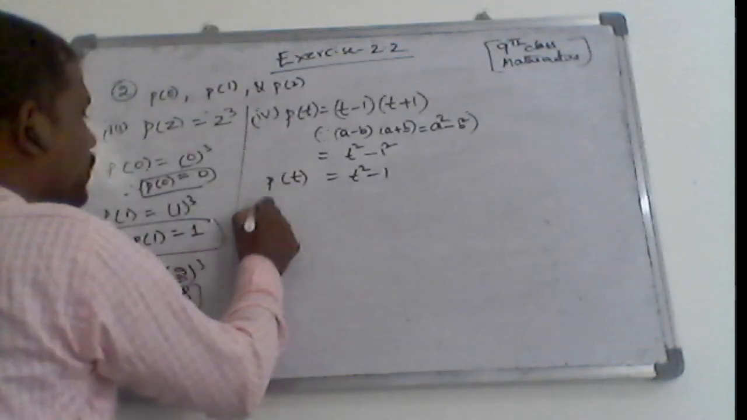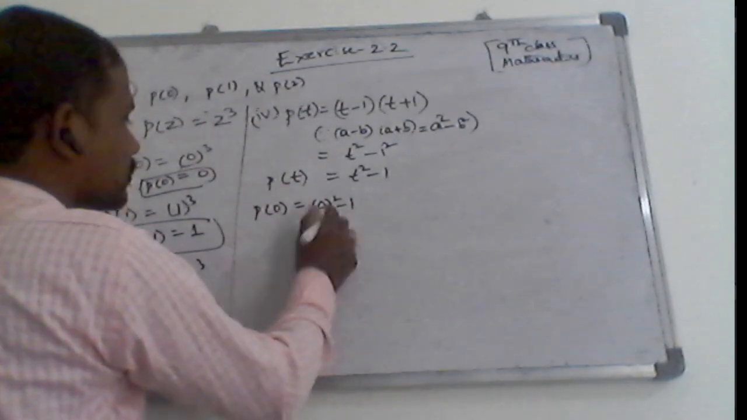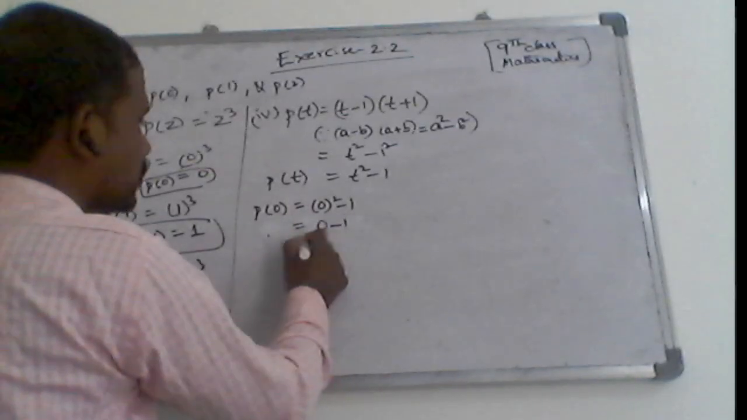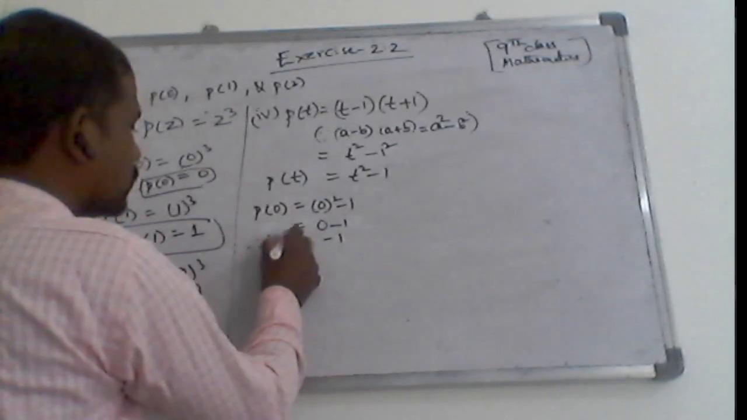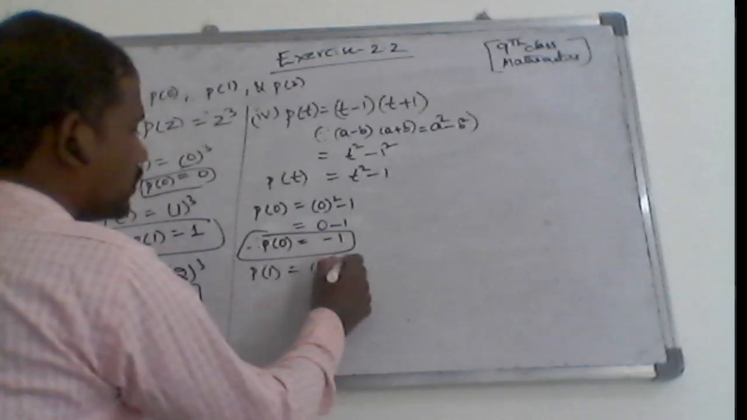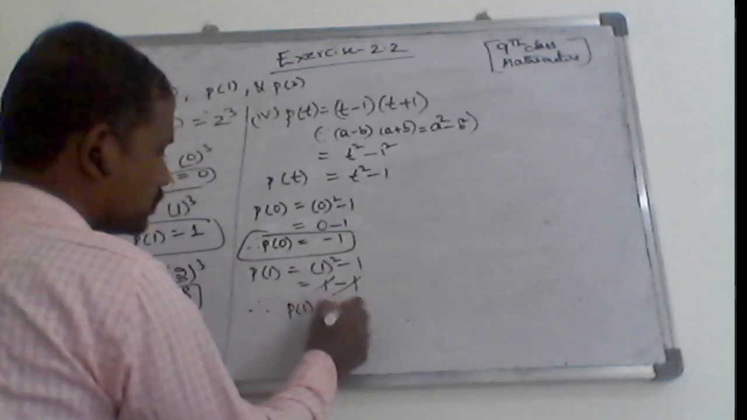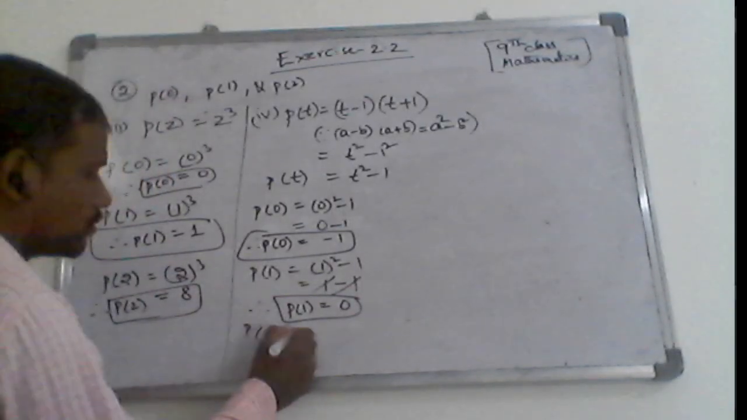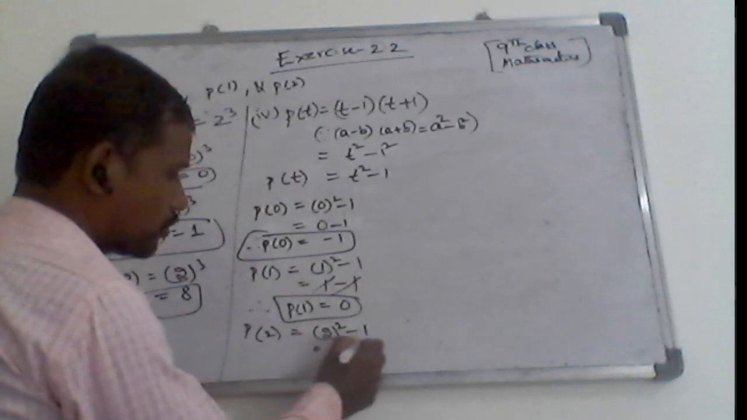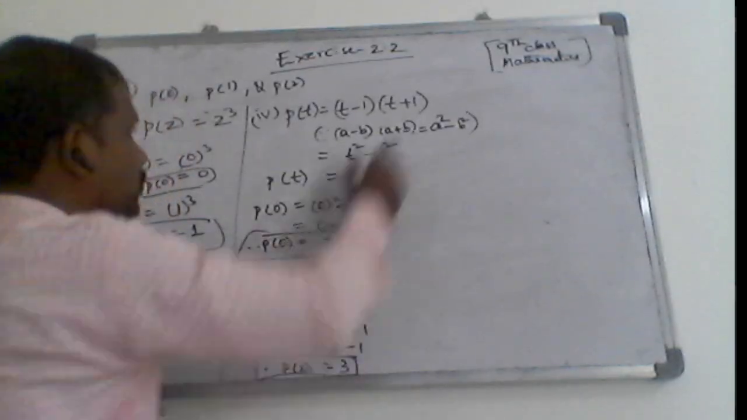So substitute this value. P of 0 equal to 0 square minus 1, that means 0 minus 1 equal to minus 1. Therefore, P of 0 equal to minus 1. Next one, P of 1 equal to 1 square minus 1. 1 minus 1 is 0. Therefore, P of 1 equal to 0. Next one, P of 2 equal to 2 square minus 1. 2 square value 4 minus 1. Therefore, P of 2 equal to 3.